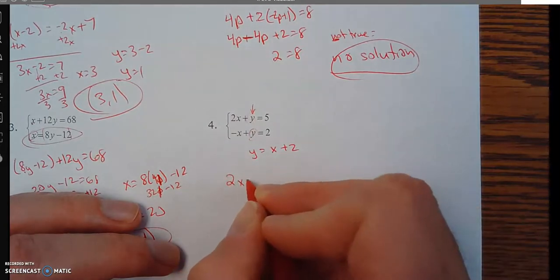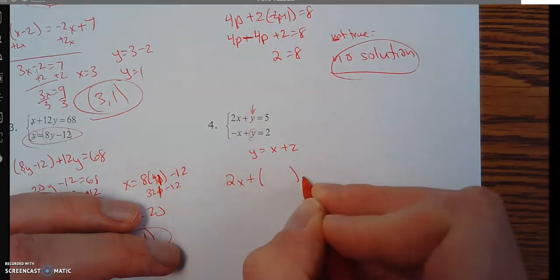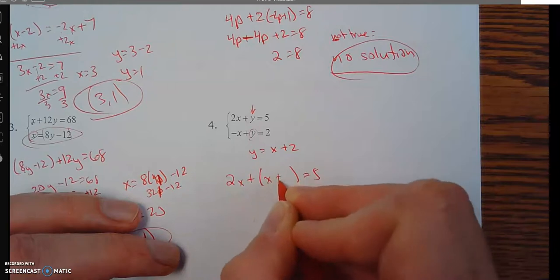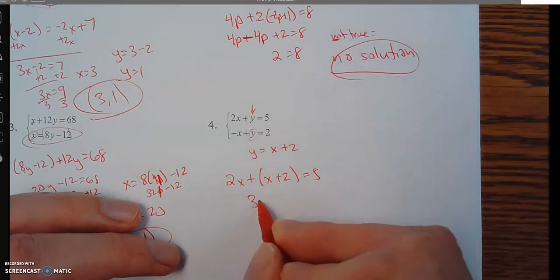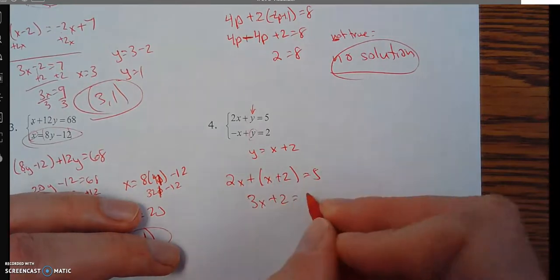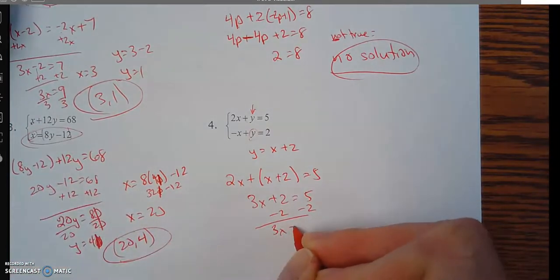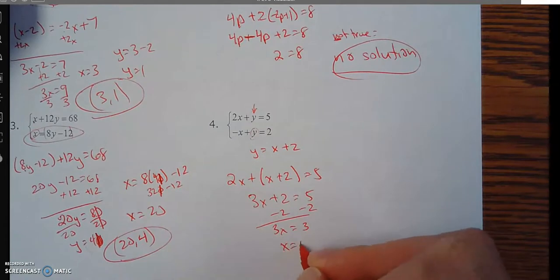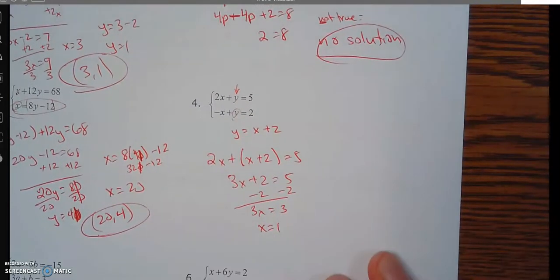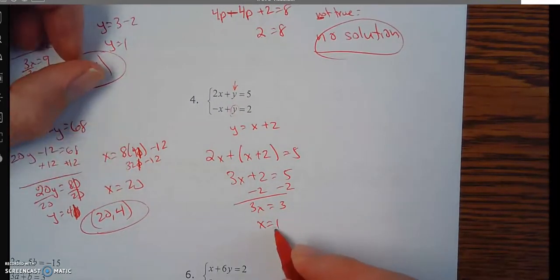So it'd be 2x plus x plus 2. So 2x plus x is 3x, minus 2, minus 2. So 3x equals 3. That means x equals 1. And we're not done yet because we only have half the solution.